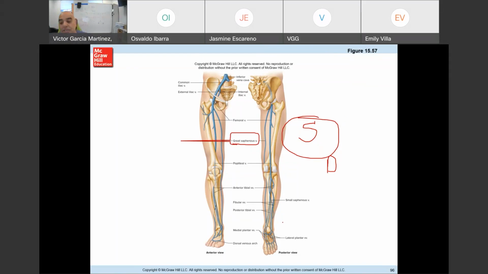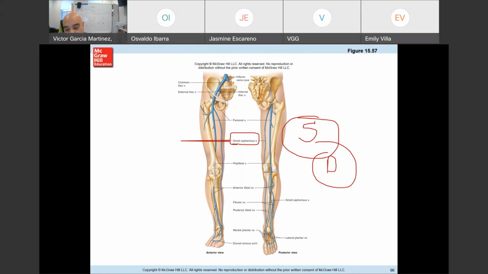Then, again, you need to remember the deep system. It's going to be the same names you have in your arteries. It's going to be the common iliac artery, and you have the common iliac vein. You're going to have external and internal iliac arteries and veins. You're going to have femoral artery and femoral vein. You're going to have tibial arteries, anterior and posterior, and anterior and posterior tibial veins. You're going to have fibular arteries and fibular veins.